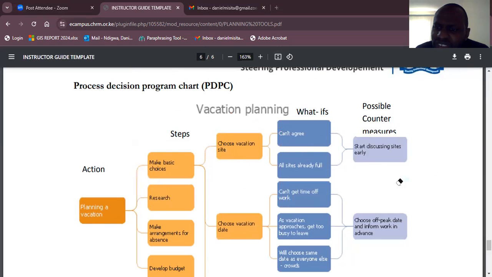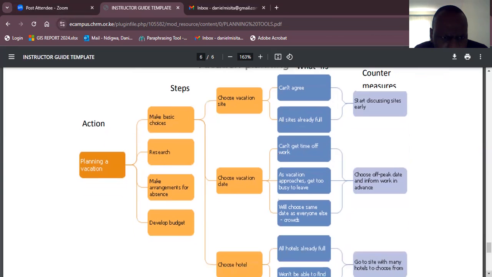You might have different steps. For example, you might make a basic choice, then choose the vacation site. Then you can agree or disagree. Then the last one is start discussing the site early. Then the other process is like, you can decide to make a basic choice, then choose a vacation.